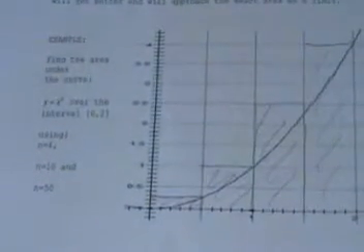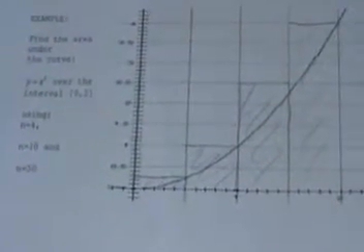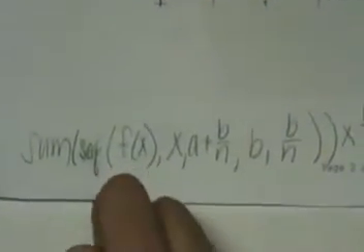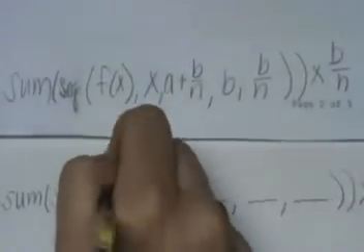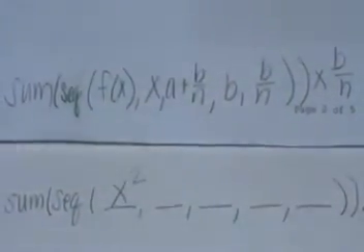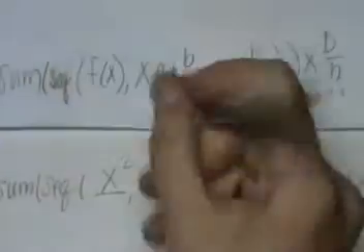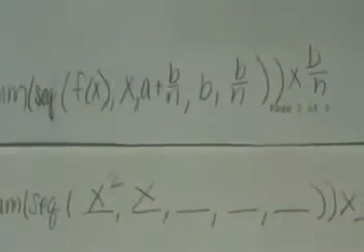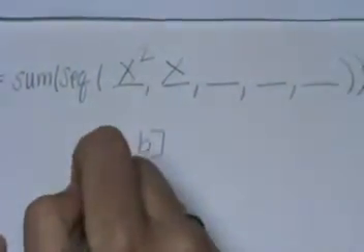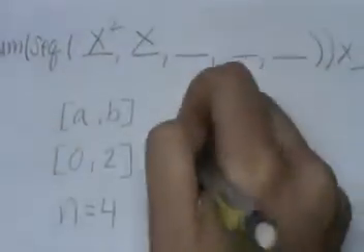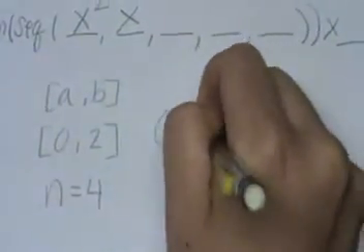We are finding the area underneath the curve using the sum sequence method using 4 rectangles. In the sum sequence method, there are 6 blanks. The first blank is the function, in this case x squared. Next is the variable x. The third blank is a plus b over n. Our interval is 0 to 2, or a to b. So a is 0 plus 2 over 4, which is 0.5.